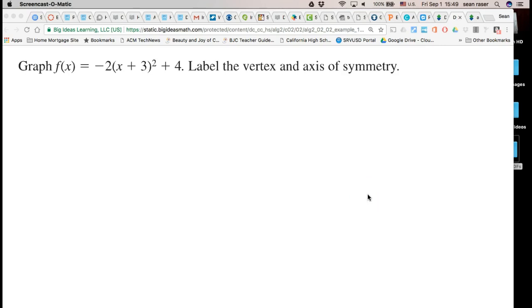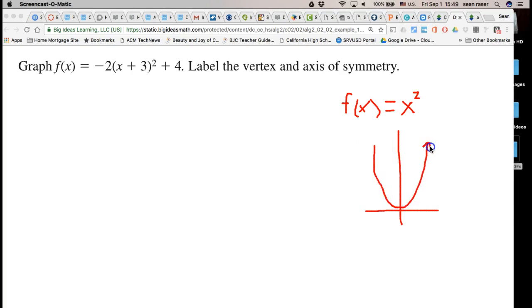Now, just a couple of reminders, just refreshers for you. Before we even get into this problem, let's look here at our parent function for quadratic. Remember that our parent is x squared, f of x equals x squared. And what that looks like is a parabola that looks like this.